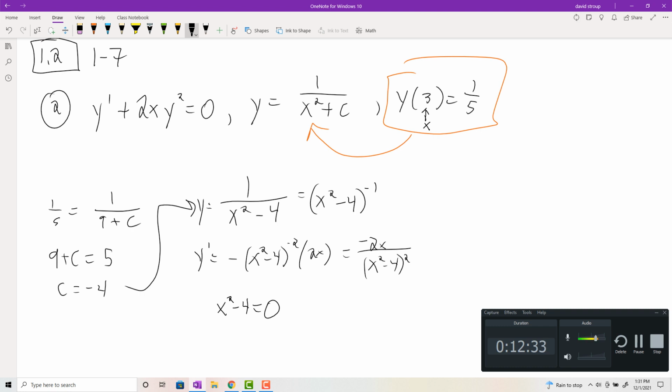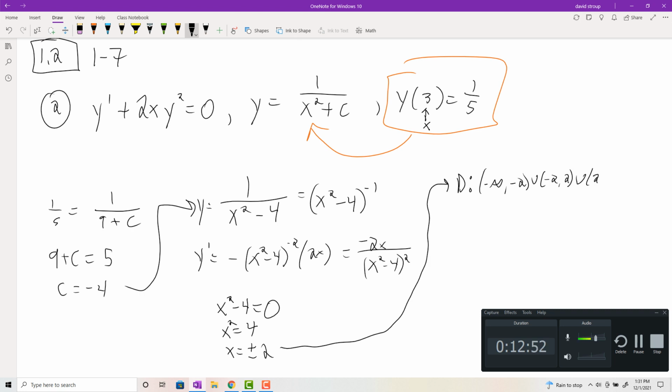So anyways, where's this thing going to equal 0? Well, you could do the square root property, set it equal to 4, and then x will be plus or minus 2. So the domain of the solution is going to be -∞ to -2 union with -2 to 2 union with 2 to infinity.